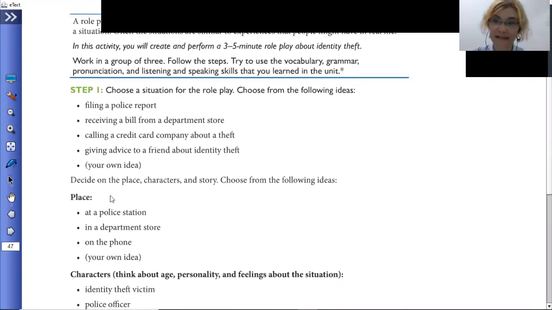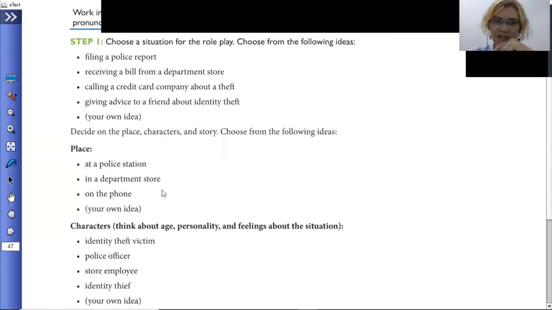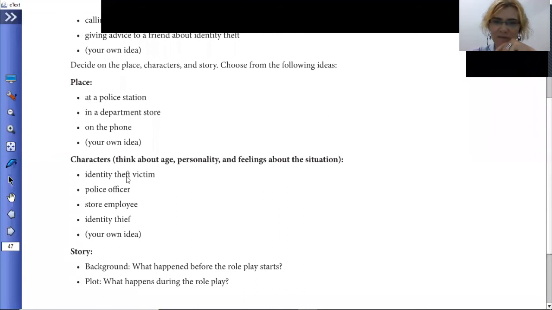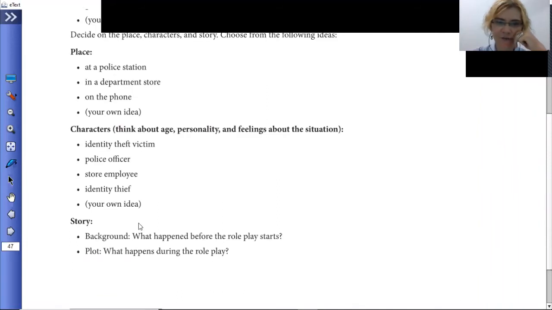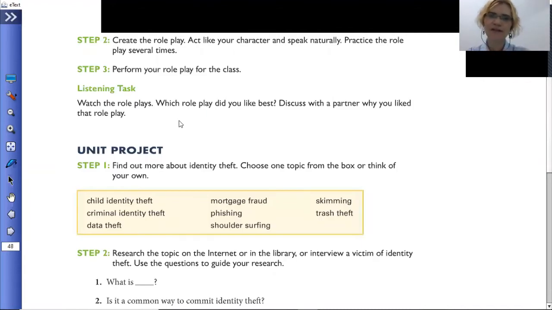So you decide on the place, you decide on the characters and the story. Okay, these are the three things you've got to decide on. So this actually is your brainstorming right here. Okay, guys. So place, characters, and story, and then you could choose from the following ideas. Like the place could be the police station, department store, and phone. Your own idea. Characters: now think about age, personality, and feelings. Could be the victim, the police officer, store employee, identity thief, or whatever. And the story: think about the background, like what happened before the role play starts, and the plot, what happens during the role play. Those are things, that's your brainstorm.